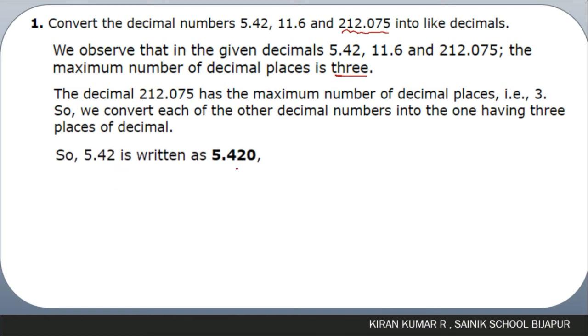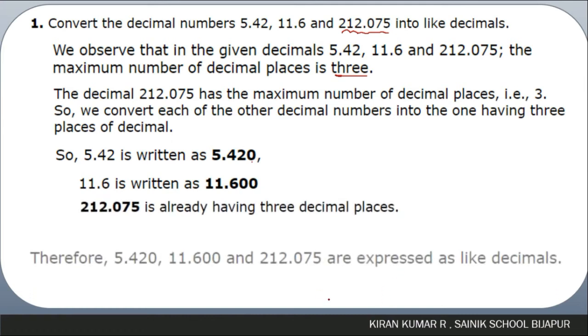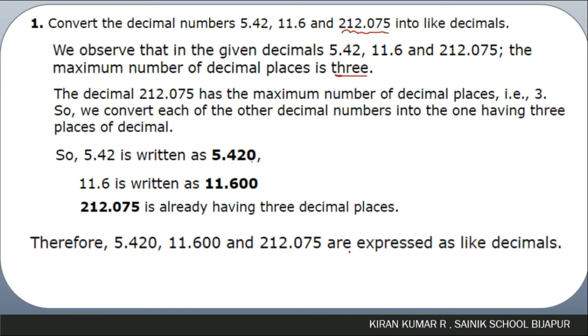5.42 is written as 5.420. I have added a 0 here. 11.6 is the same as 11.600. 212.075 already has 3 decimal places. Therefore, all the numbers are becoming like decimals. Let's see one more example.